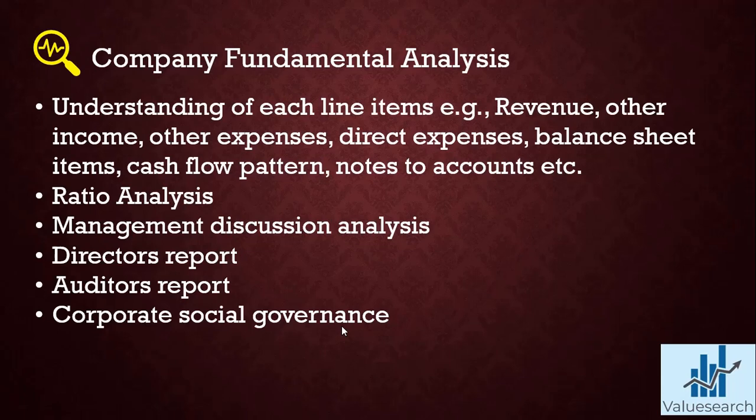Understanding of each line item is really important. What are those line items? Those are revenue from operations, other income, other expenses, direct expenses, etc. It also includes employee cost, depreciation, amortization, and other expenses in the profit and loss account. In the balance sheet, you have various items like non-current assets, long-term liabilities, short-term liabilities, equity, etc.